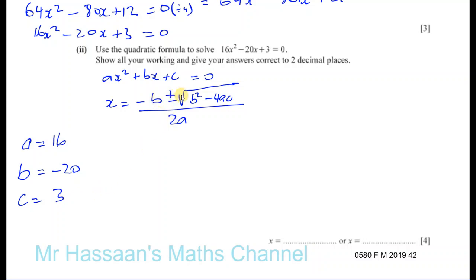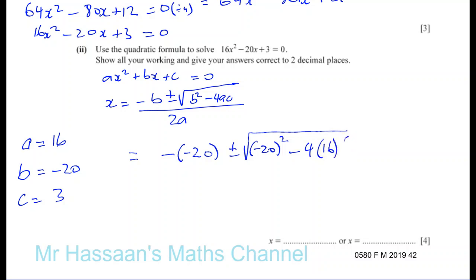Now, writing this formula will not get you the marks, it's applying this formula. This next step will get you some of the marks for the method, so putting things in the right place. You've got a minus 20. Be very careful about these signs. Minus 20, plus or minus the square root of b squared, so that's minus 20, including the minus inside the bracket, squared, minus 4 times a, which is 16, times c, which is 3, all over 2 times a, which is 2 times 16.